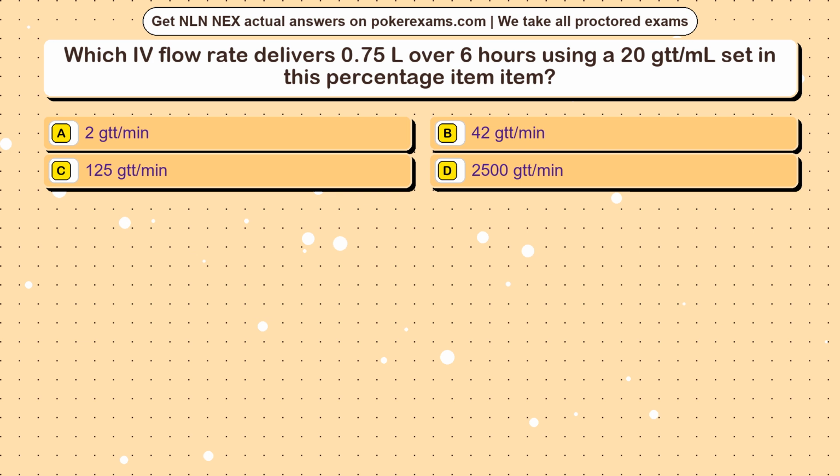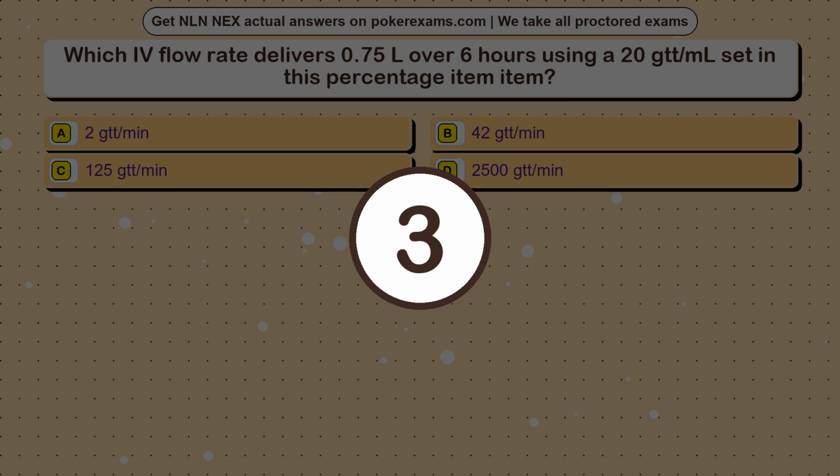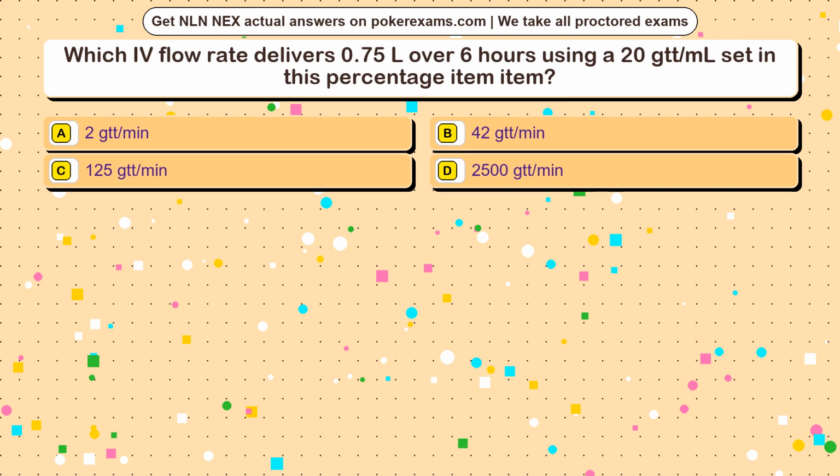Question 1. Which flow rate delivers 0.75 L over 6 hours using a 20 GTT/ml set in this percentage item? Option A, 2 GTT/min. Option B, 42 GTT/min. Option C, 125 GTT/min. Option D, 2500 GTT/min. The correct answer is option.